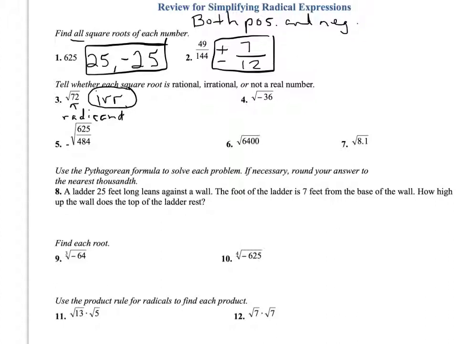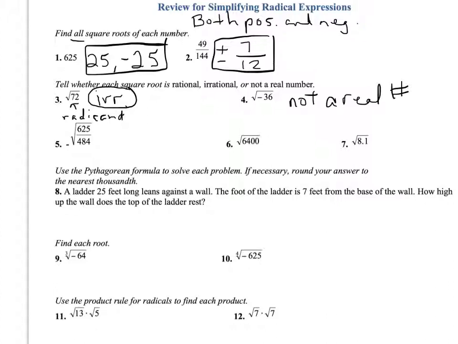So anytime you have a negative radicand and the index is an even index, a square root or a fourth root, automatically you know it's not a real number. There is no solution for that.